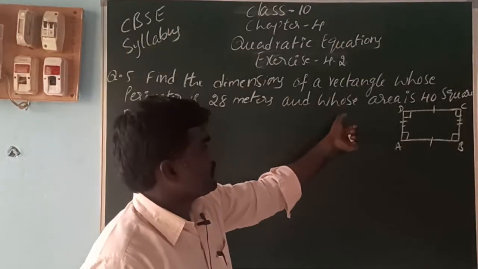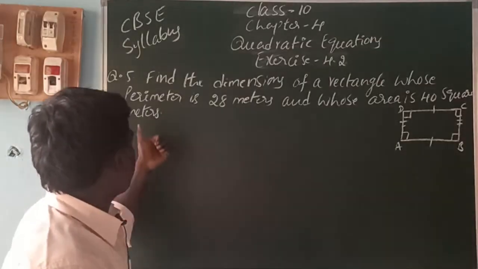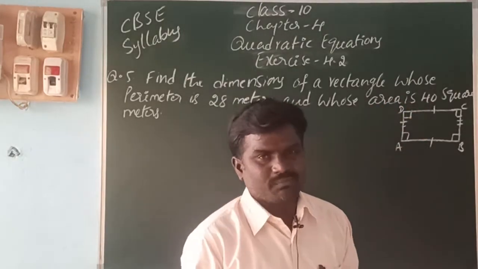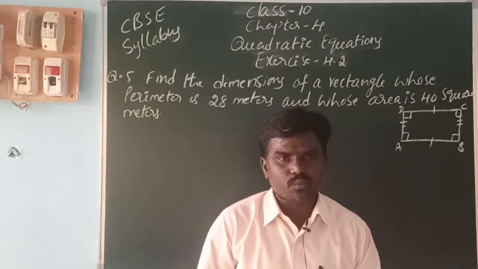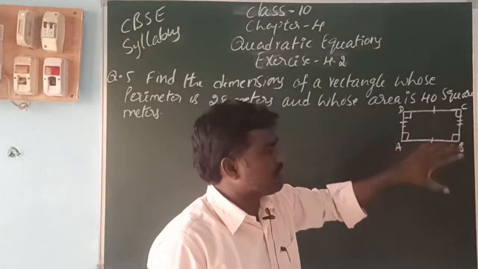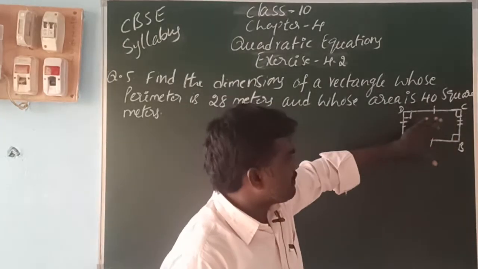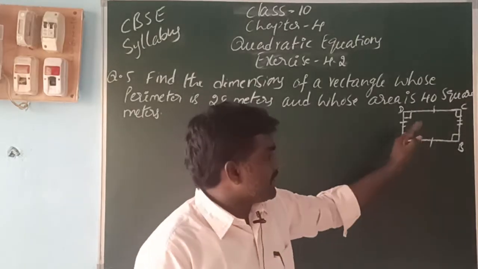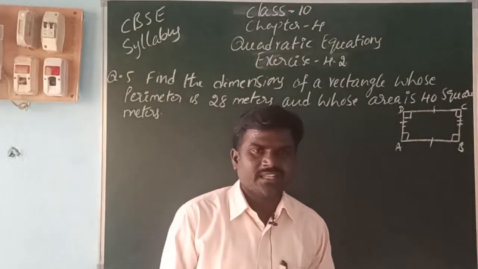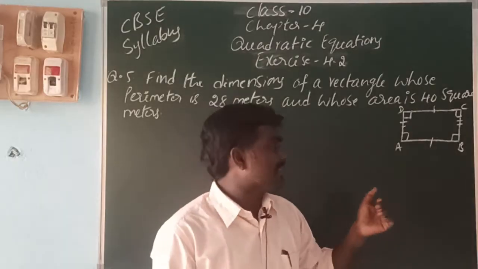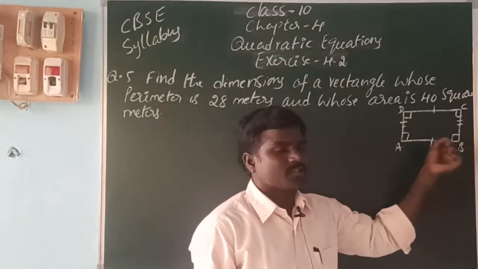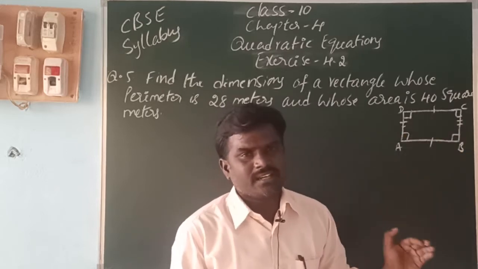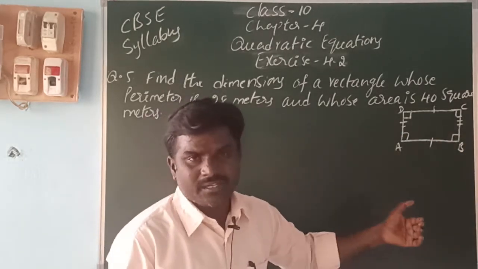Next, and whose area is 40 square meter. Area of rectangle. Area means what? The place any object occupies on a plane surface. That occupying place is called the area of the object. Here, how can we find the area? The product of dimensions. What are the dimensions here? Length and breadth. So the area of a rectangle formula is what? Length into breadth. Here we don't know the length and also we don't know the breadth.